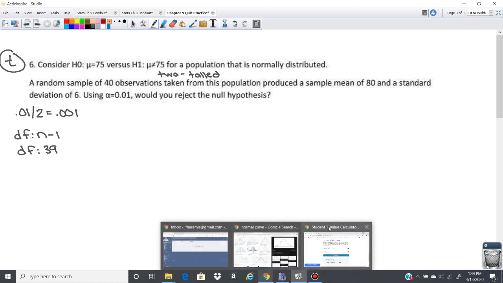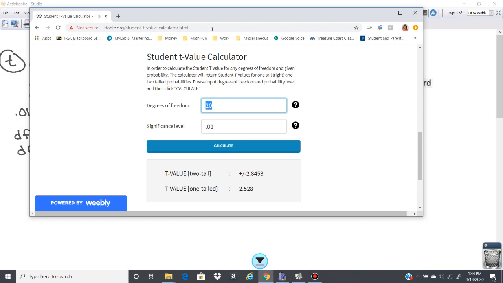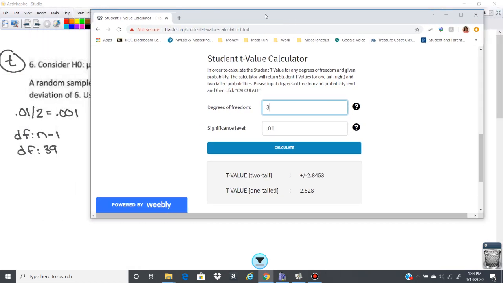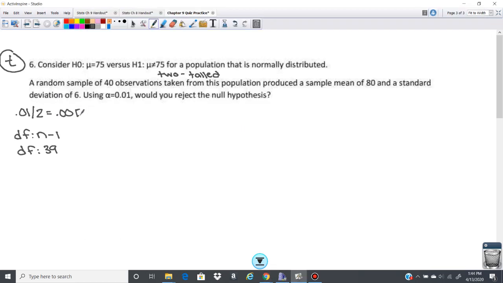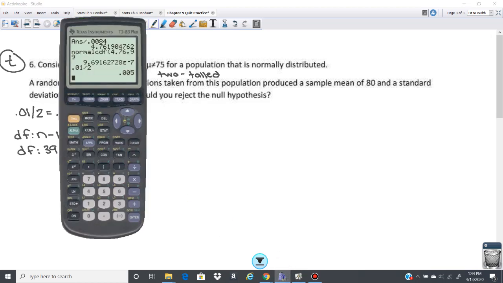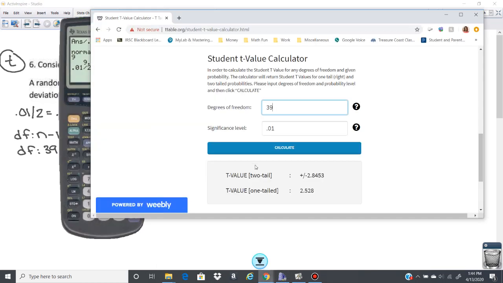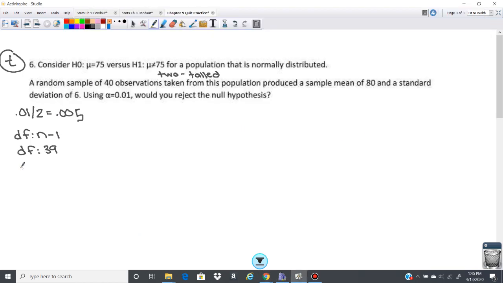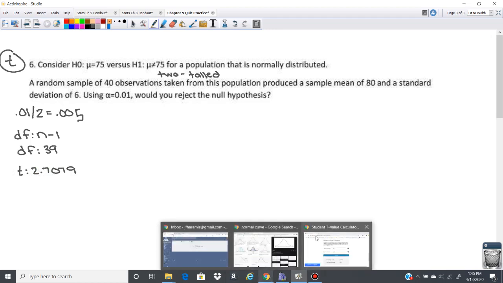So I'm just going to use my T value calculator, degrees of freedom of 39, and significance level 0.005. Our T value will be 2.7079. Okay, so those are our T values. Let me check, 2.7079.